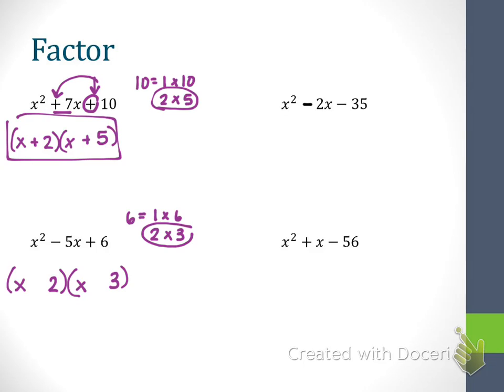Now, wait right here. Look at this. I have a plus sign, so I know my signs either have to be plus and plus or minus and minus. What are they going to be on this one? Minus, minus, because look at the sign in front of B. It's a negative. Ask yourself this. What is negative 2 plus negative 3? Negative 5. Is that what you have right there? Yep, you know you did it right.